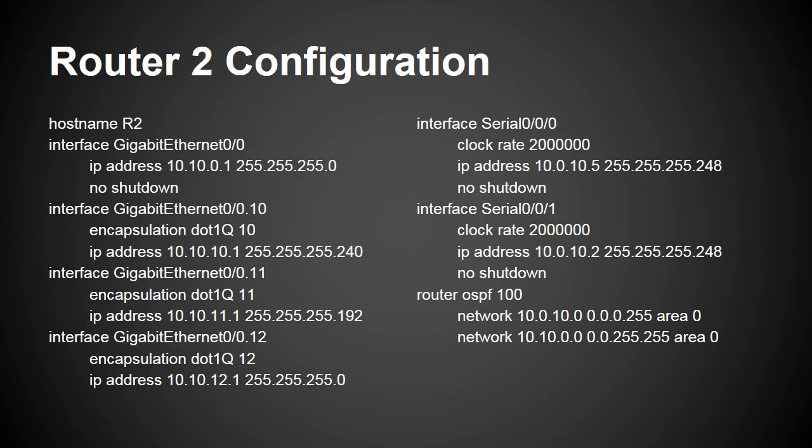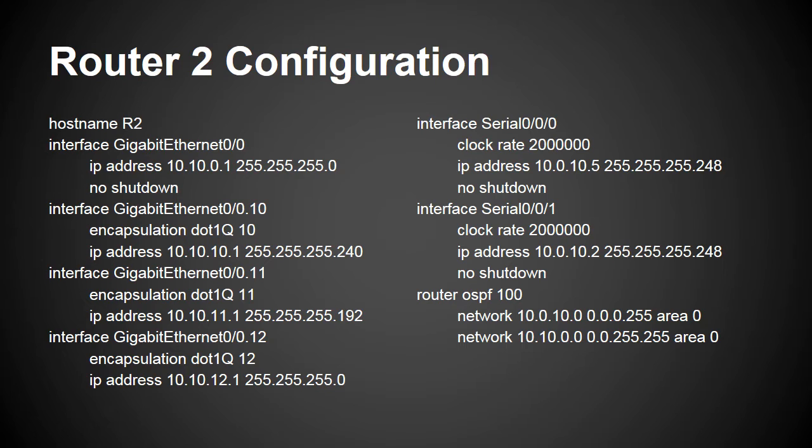For the inter-router networks, interface serial 0/0 was given a clock rate of 2 million with an IP address of 10.0.10.5 with a 255.255.255.248 subnet mask. And interface serial 0/1 was given a clock rate of 2 million with IP address of 10.0.10.2 and a subnet mask of 255.255.255.248.